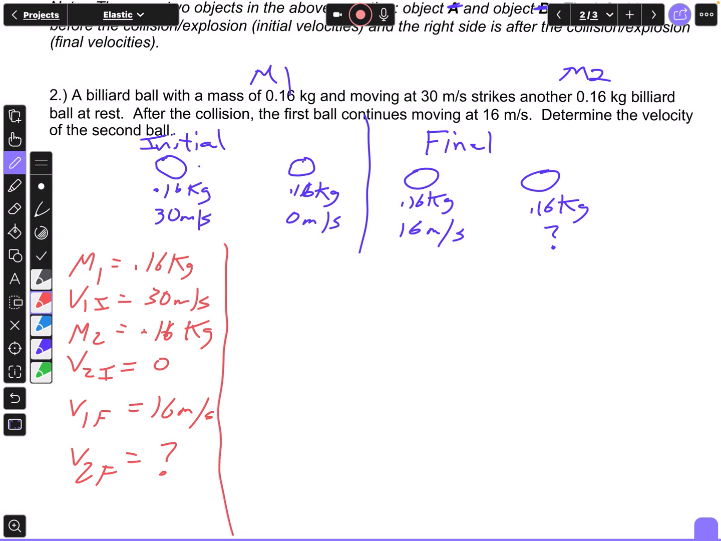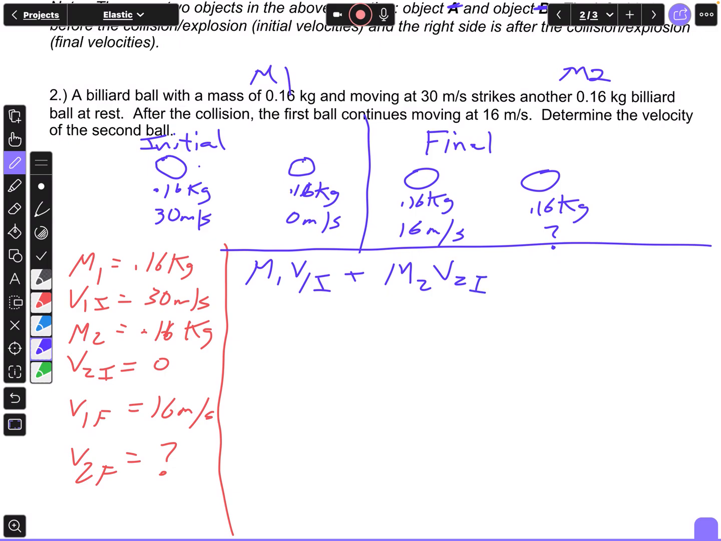Now we're going to write our equation down. We'll separate all this. Our equation is M1 V1I plus M2 V2I equals M1 V1F plus M2 V2F. And we're going to substitute our values and solve.